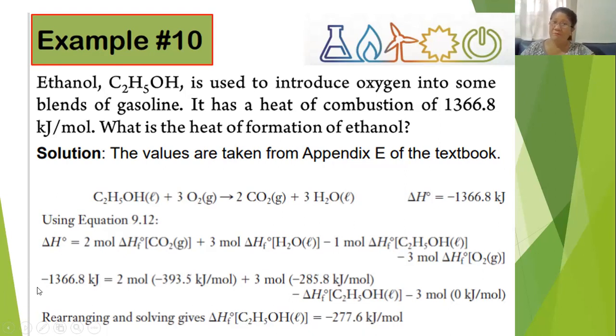Finally, because we have already the delta H of the whole reaction, multiply this with this, then multiply with this, it's all negative. Rearranging, you will get the delta H formation of ethanol equivalent to negative 277.6 kilojoule. Okay, that is the example for the delta H formation for ethanol using the equation, if it has a given value already of the delta H of reaction.